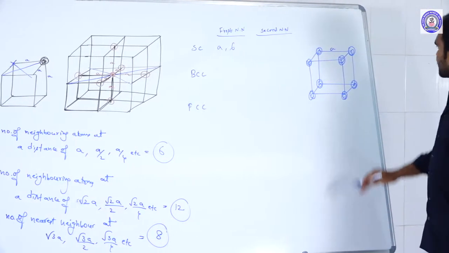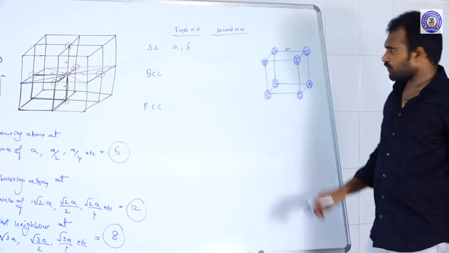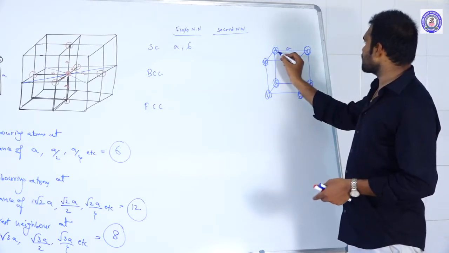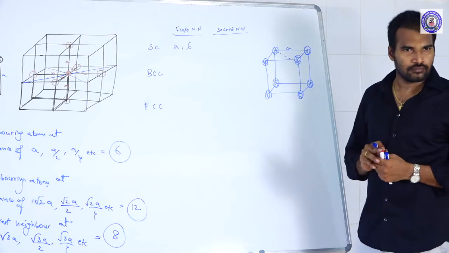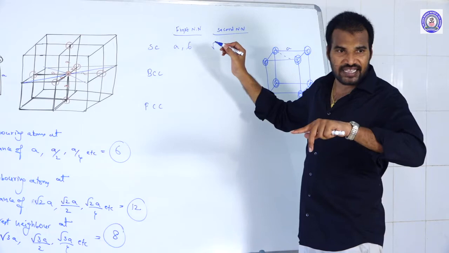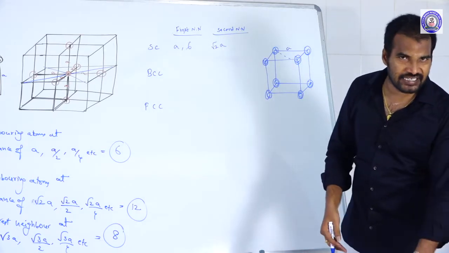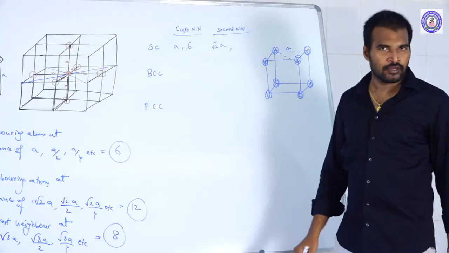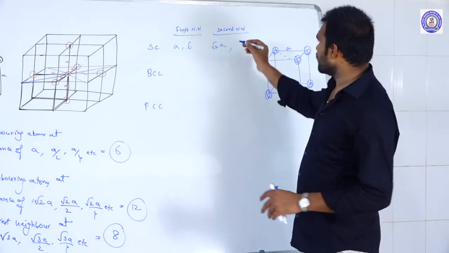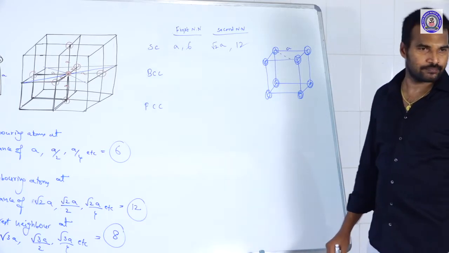Understood? Next, for a simple cube, what is the second nearest neighboring distance? So A was finished. What is the second nearest? Phase diagonal only, right? So the next one is phase diagonal. Okay, so second nearest neighboring, what is the formula for the phase diagonal? Root 2a. So the second nearest neighboring distance formula is root 2a. And at a distance of root 2a, how many atoms are there? 12 are there. So the second nearest neighboring atoms for a simple cube is 12.